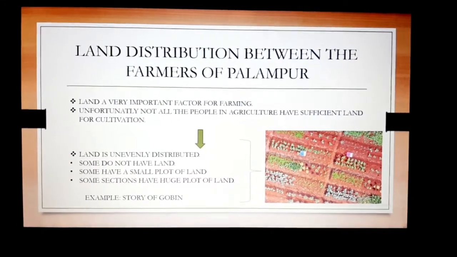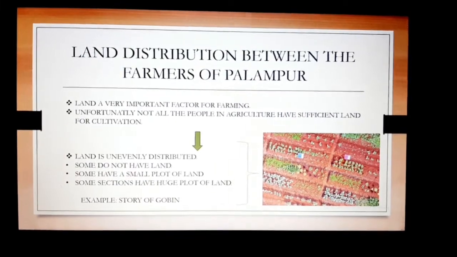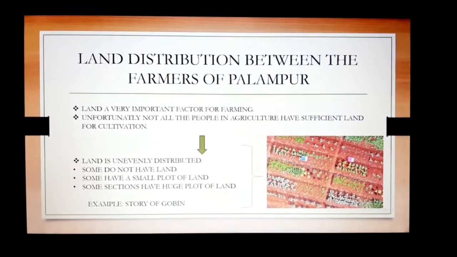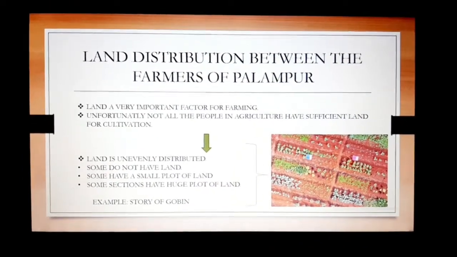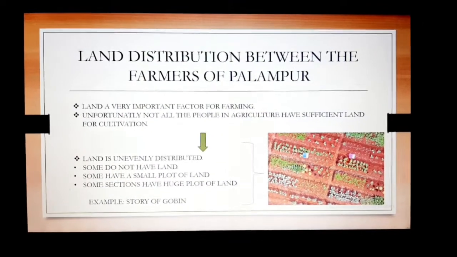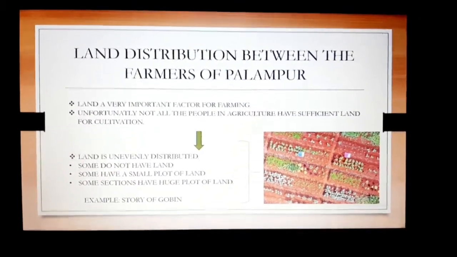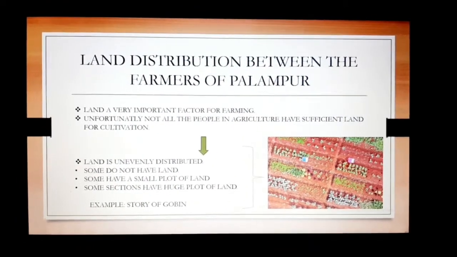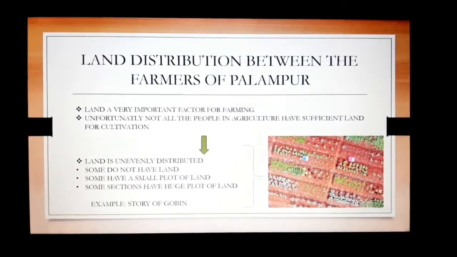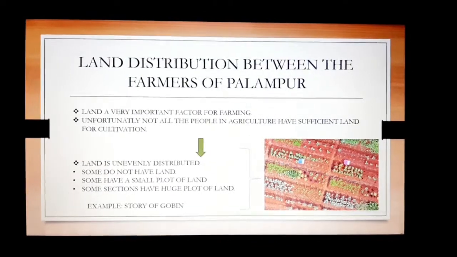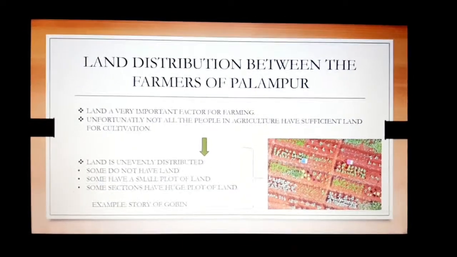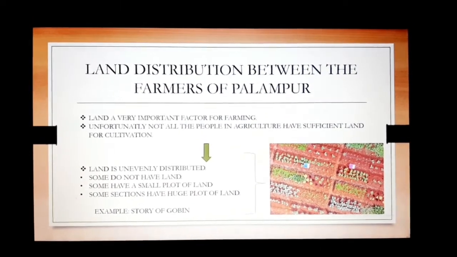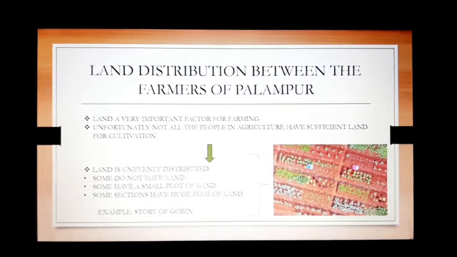They don't require labor from other villages or other people. The people who live in the village don't require the labor. And third, some sections have a huge plot of land, meaning the big farmers. These are the three types of farmers which we have just seen. Some do not have land, so they work on the huge plots of land where the big farmers have that land.